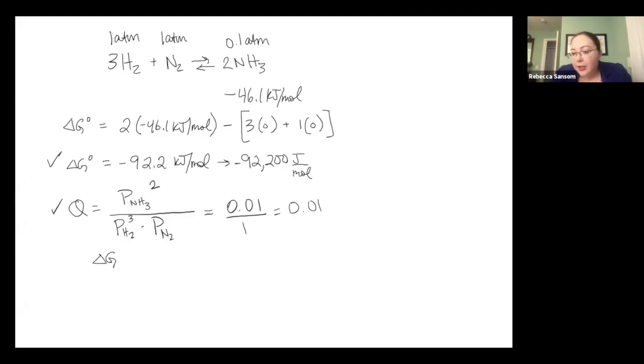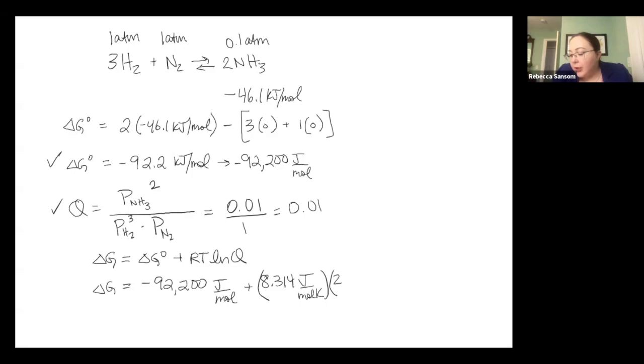Our non-standard delta G is going to be delta G naught plus RT ln Q. So I've got negative 92,200 joules per mole plus R, which is our 8.314 joules per mole Kelvin, times T, which is 298 Kelvin, they told us that in the problem, times the natural log of 0.01, our Q value. And our value for the non-standard delta G is going to be negative 103,600 joules per mole.